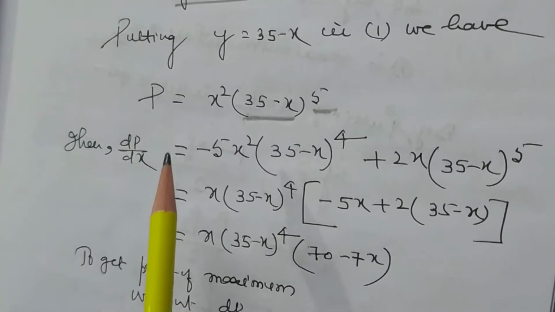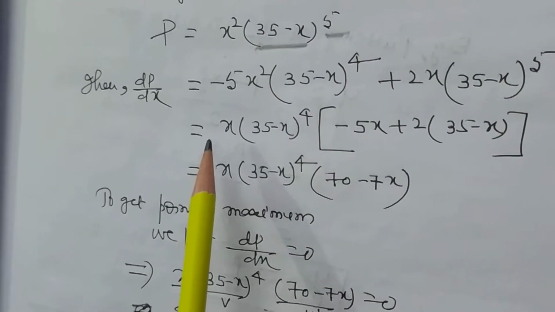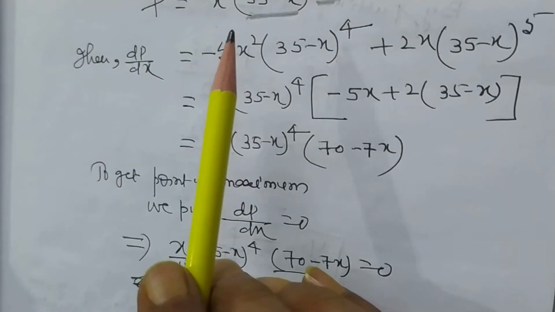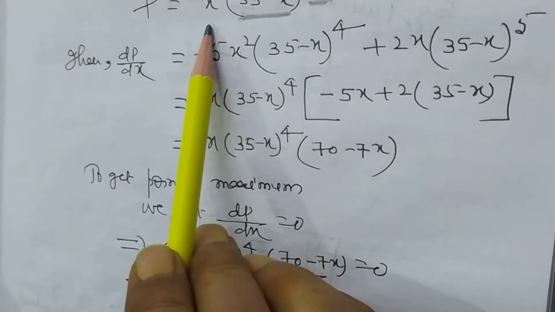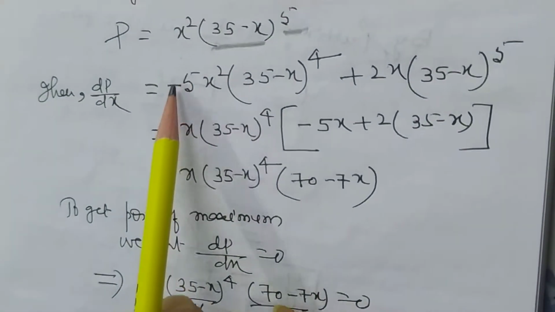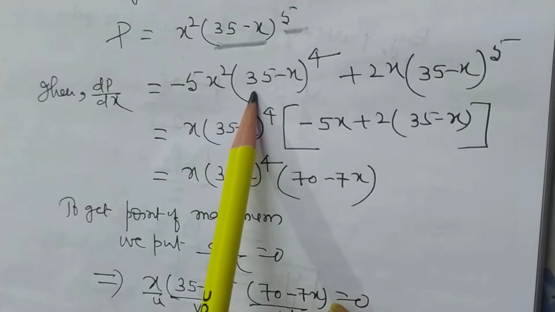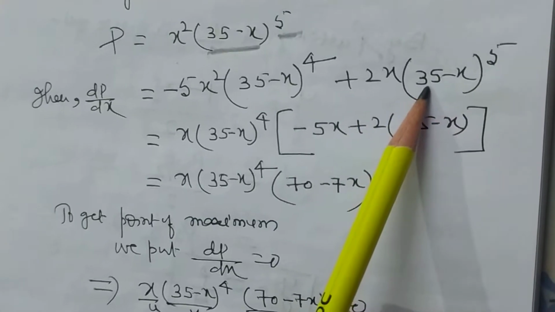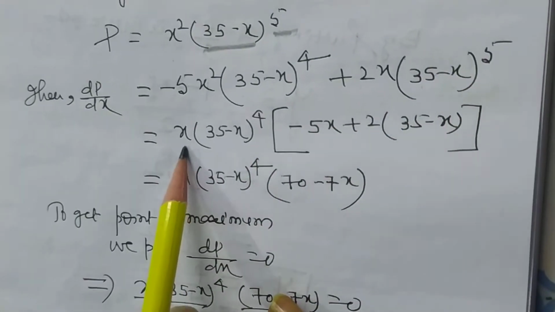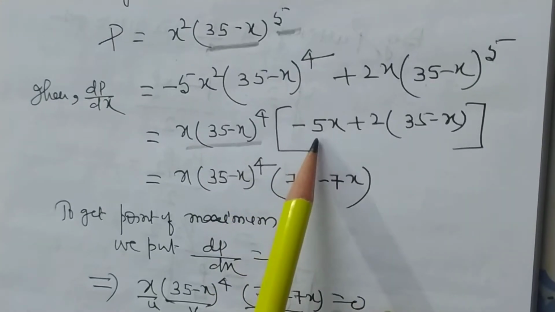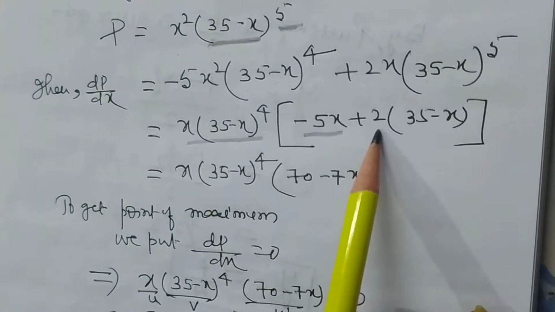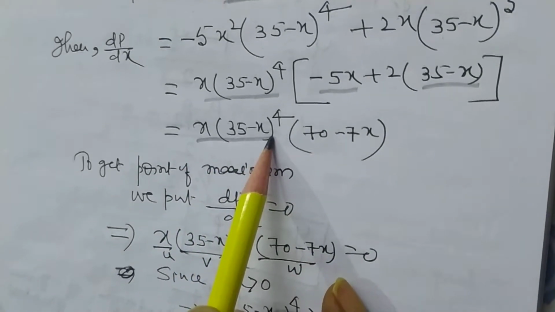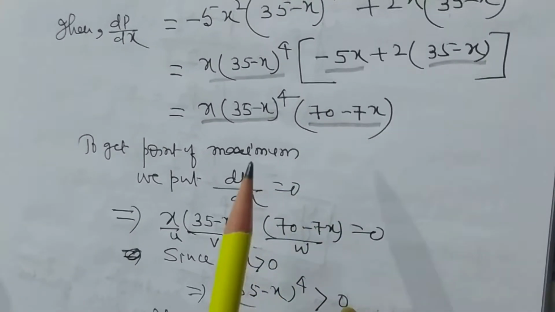So my dear students, now we want to find dp by dx. For this purpose, we differentiate it by using the u into v method. So it will be minus 5x square (35 minus x) to the power 4 plus 2x (35 minus x) to the power 5. Taking common x (35 minus x) to the power 4, we have minus 5x plus 2 into (35 minus x). And it will be x into (35 minus x) to the power 4 into (70 minus 7x).